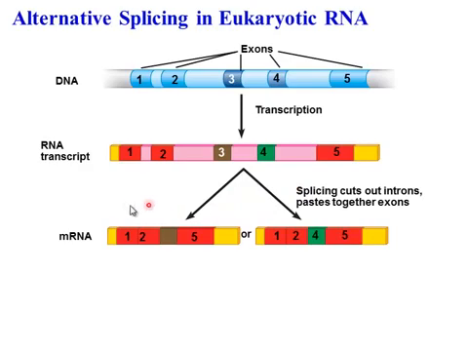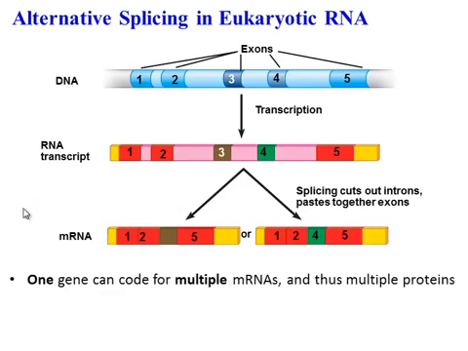And the cool thing about splicing is that you can splice the exons together in different ways. For this mRNA molecule, we've spliced together 1, 2, 3, and 5 to get a particular mRNA molecule. In this one, we've spliced together 1, 2, 4, and 5. So the cool thing about this is with one DNA sequence, we can get multiple RNAs, which means multiple proteins.